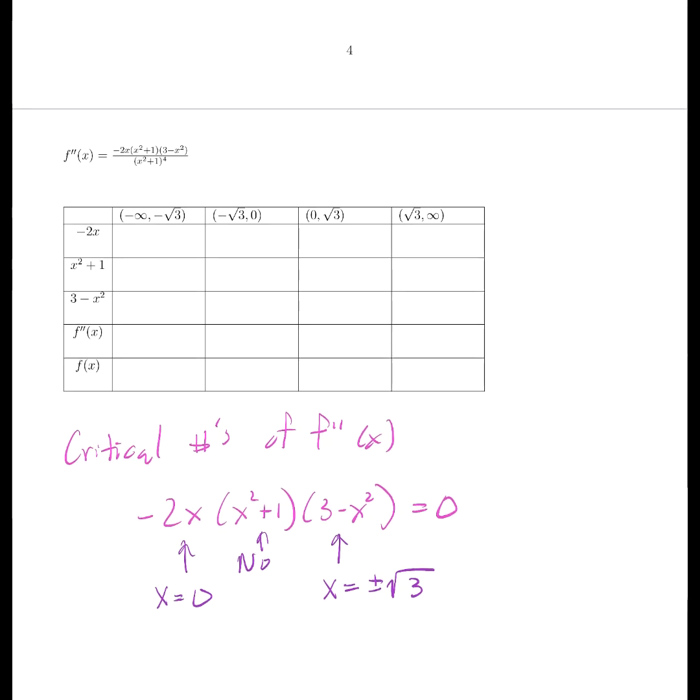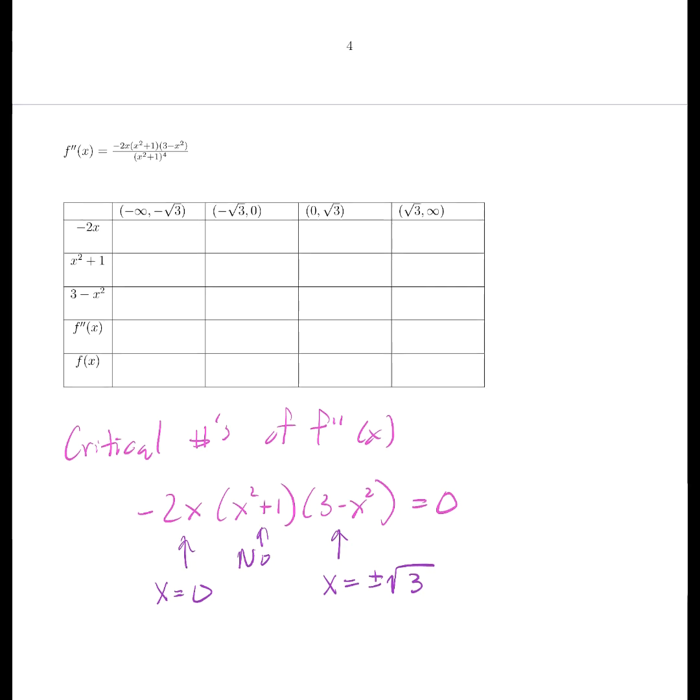Okay? Now we need to determine when the second derivative is positive to determine if the function is concave up or down. So I've broken up the pieces here again. So we take negative 2, multiply it by something negative in this interval. It gives us something positive, positive, multiply by positive. So we get negative, negative. X squared plus 1, well, that term is always positive.